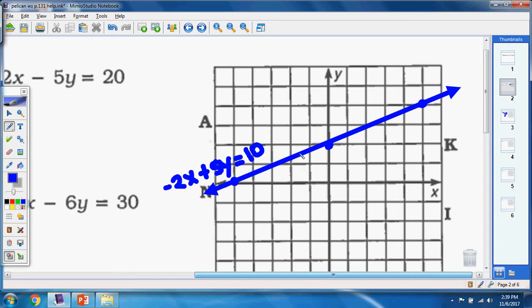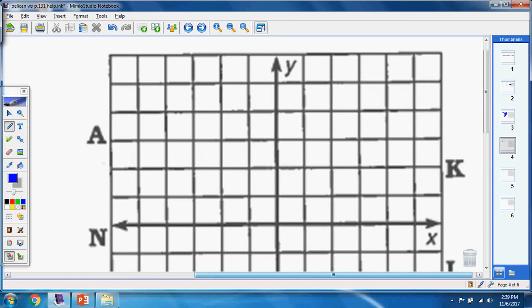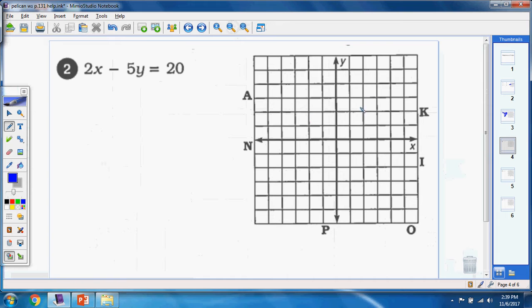All right, let's do a number 2. So we're going to do it on the same coordinate plane. So again, we already know that N is taken, so I'm going to cross that one off. So it's going to be one of those remaining. So again, same work, move the x. Line up my equal signs. So I'm going to have a negative 5y is equal to, and then I'm going to have a negative 2x, and then a plus 20.